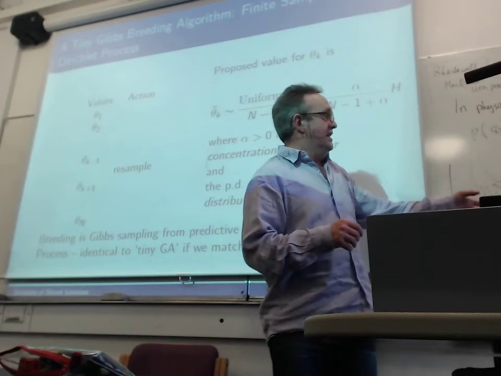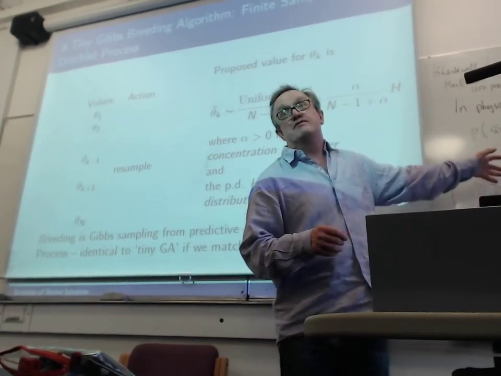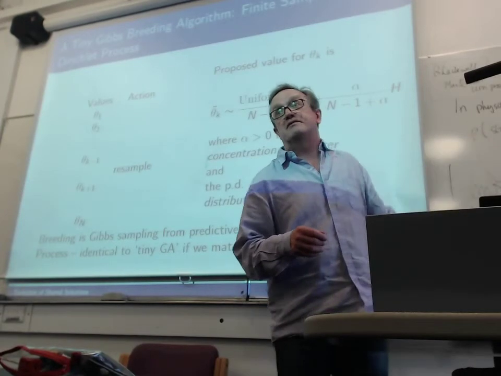So what will tend to happen is that there'll be relatively few distinct values in this urn. There'll be lots of balls with lots and lots of repeated values.